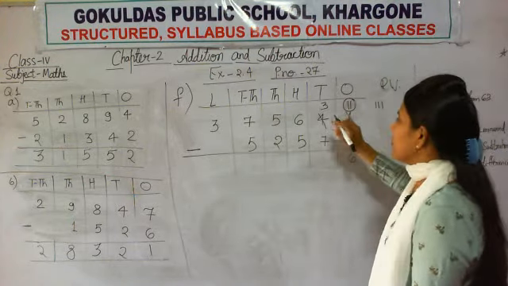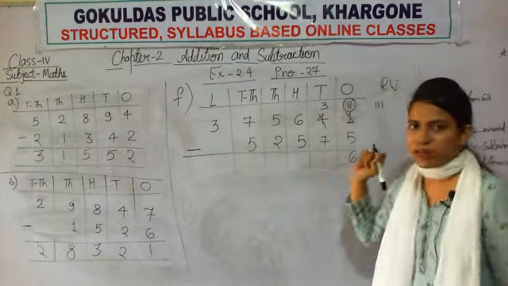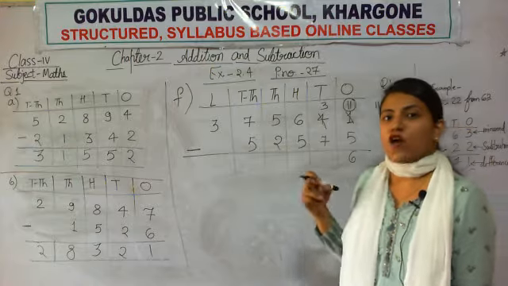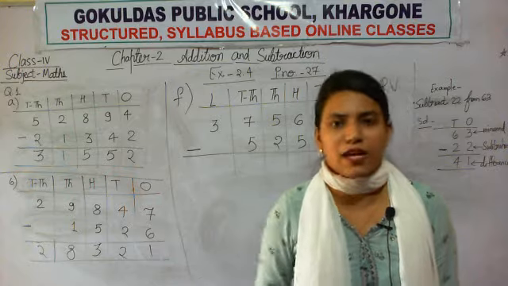1, 2, 3. You cannot subtract 7 from this 3. How will you remove 7 sticks from the 3? You cannot. So now again what do you have to do? You have to ask from the next neighbor.